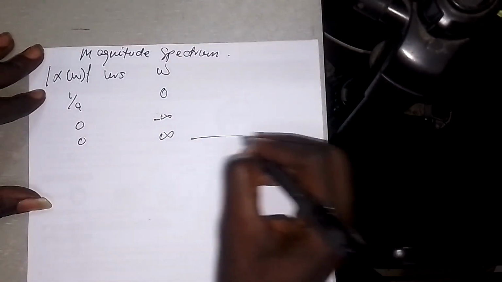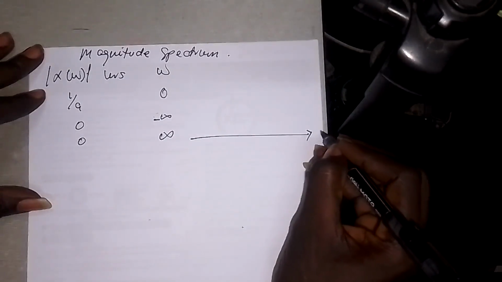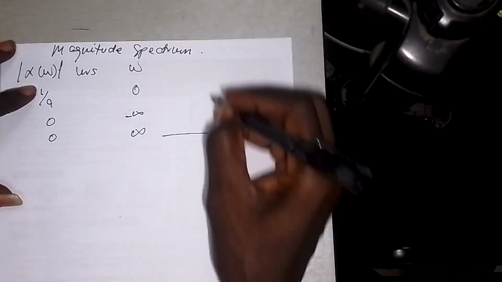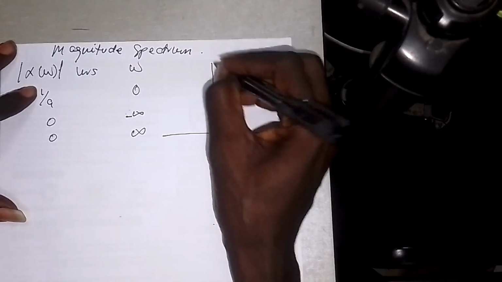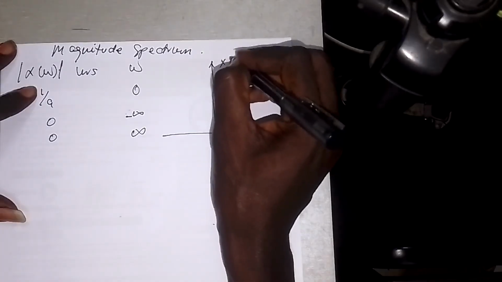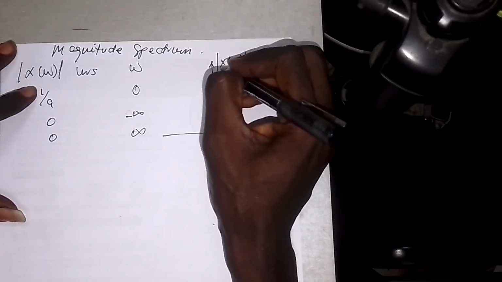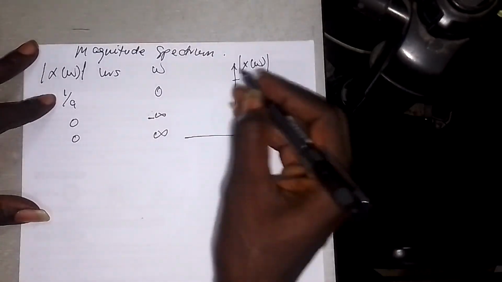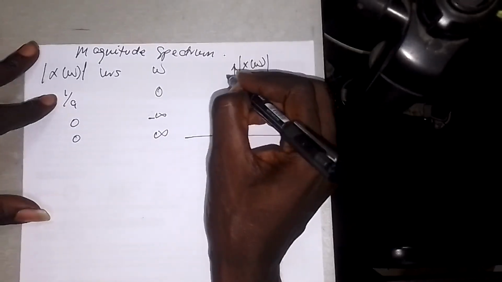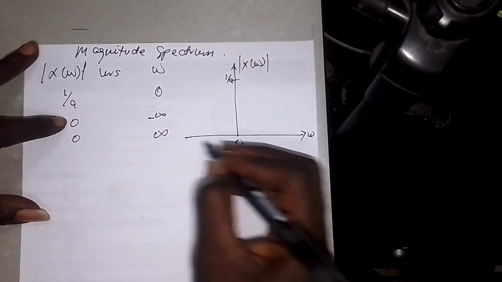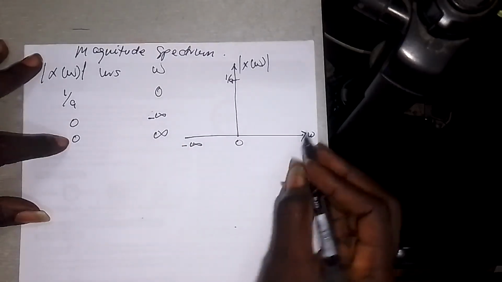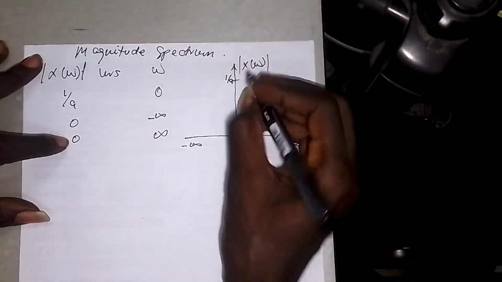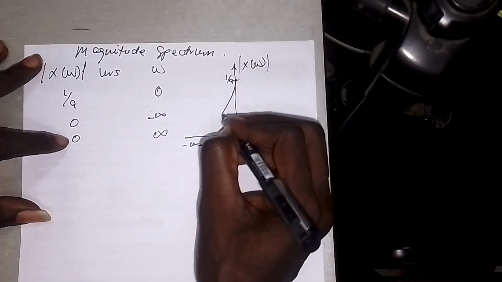Now from here, you just draw your magnitude spectrum, okay? So here we have omega, and then here we have X of omega into modulus. So the highest one here is at 0. 0 corresponds to 1 over a. So here is 1 over a, and then here is minus infinity and here is infinity. Minus infinity is almost 0. It's getting close to 0, but it will not actually be 0.